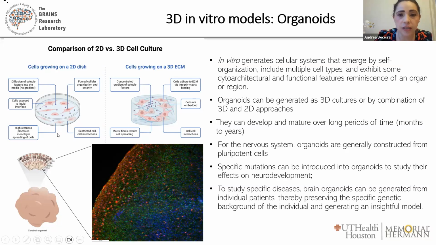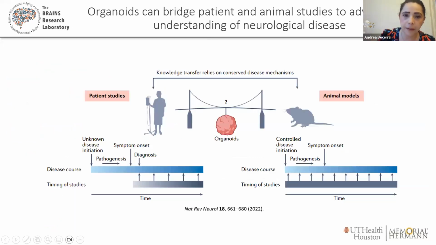In 3D conditions, the cells are embedded in a matrix or a scaffold where the soluble factors are released in the organoids as a concentration gradient, more similar to in vivo conditions. The cells adhere to the extracellular matrix via integrin-matrix binding, and the matrix fibrils restrict the cell spreading, and there are more cell-cell interactions. This is a picture of how a cerebral organoid looks in a drawing, and here we can see how we can mimic some areas of the brain.